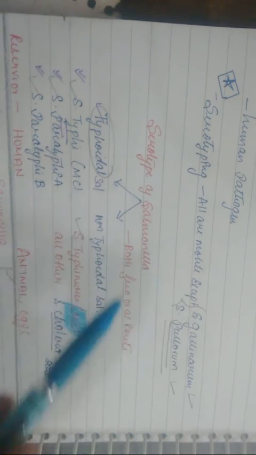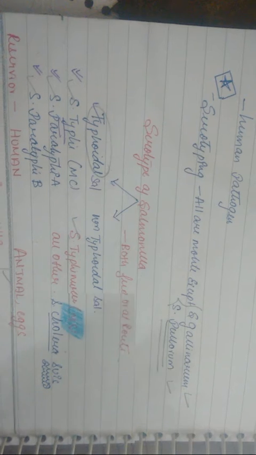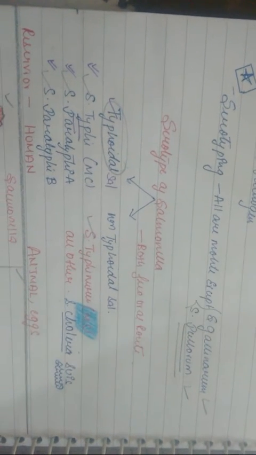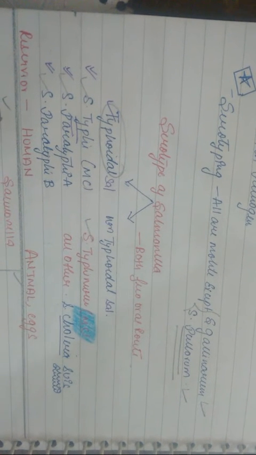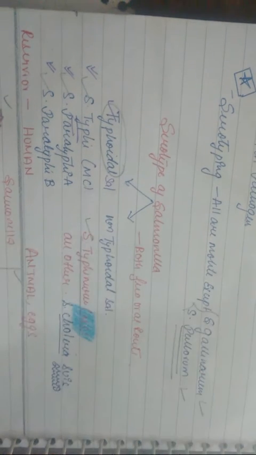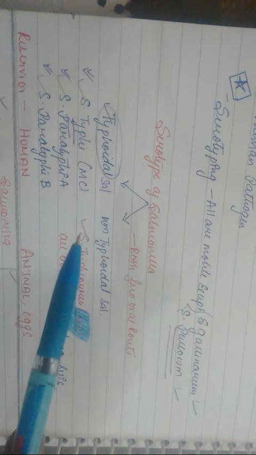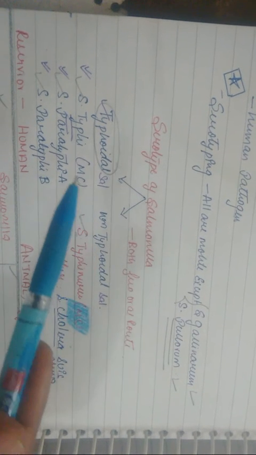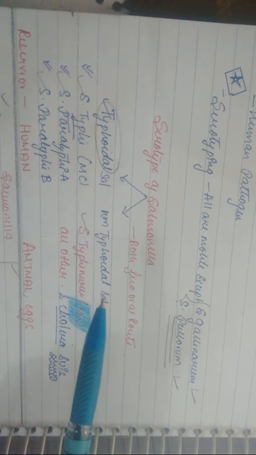These salmonella are of two types. A few salmonella cause typhoid fever, and a few do not cause typhoid fever. The salmonella which cause typhoid fever are Salmonella typhi, Salmonella paratyphi A, and Salmonella paratyphi B. I repeat once again, salmonella are of two types: typhoidal salmonella which causes typhoid, and a few other salmonella which do not cause typhoid.